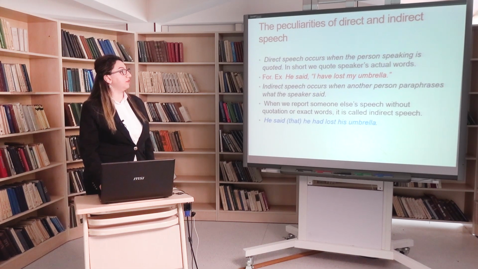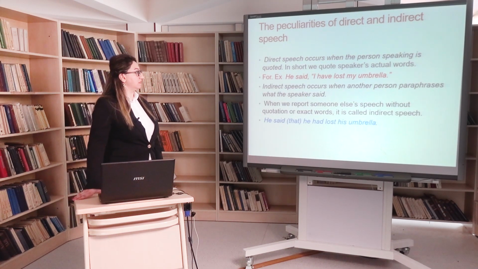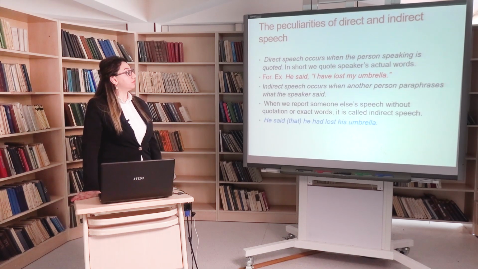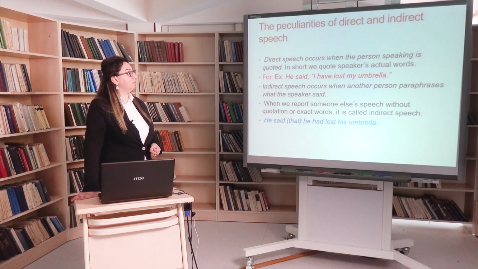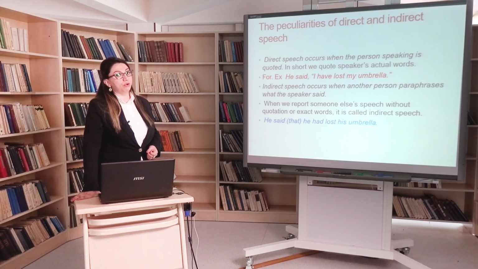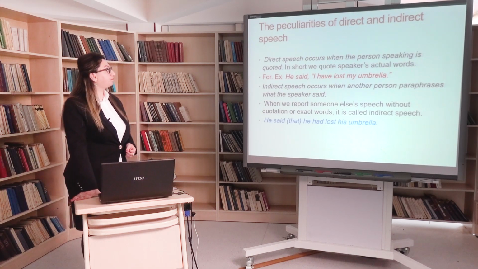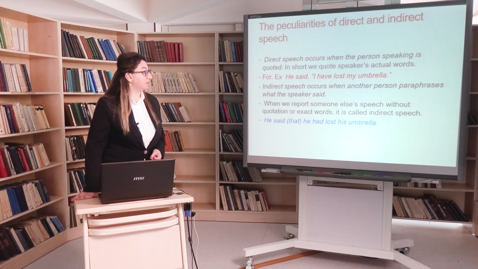And there are many differences between direct and indirect speech in formation of sentences. I want to explain what is direct speech and what are the main peculiarities of direct speech. Direct speech occurs when the person speaking is quoted, in other words, when we say exactly what someone said, is called direct speech. In short, we quote the speaker's actual words. For example, he said, "I lost my umbrella."